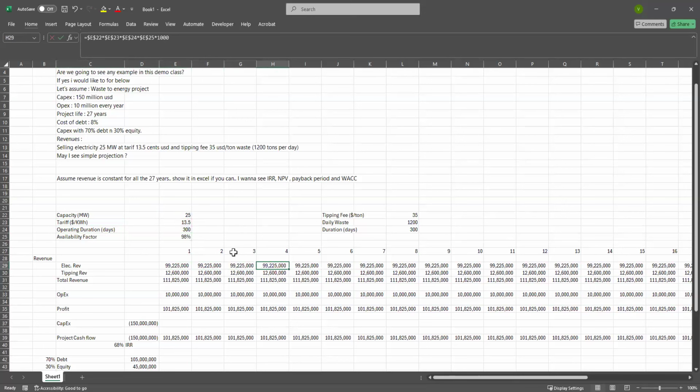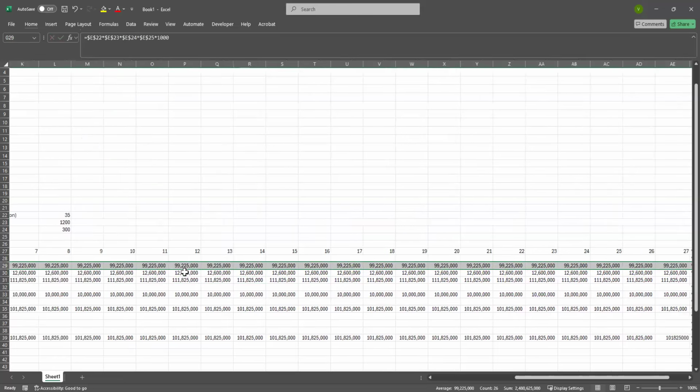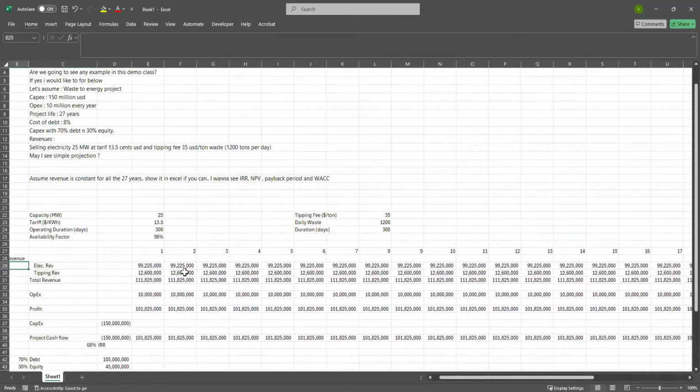So there would be two types of revenue. And as I mentioned, in terms of tipping fee, that is a tip that you would receive because you are helping the government clean waste. So this is what you are going to get. Again, the same $35 per ton. There is 1200 ton of waste and then 300 days. So this is what you would get as an additional other income. This would total up to your total revenue, since you mentioned that it has to be flat. So this is how it is for 27 years.